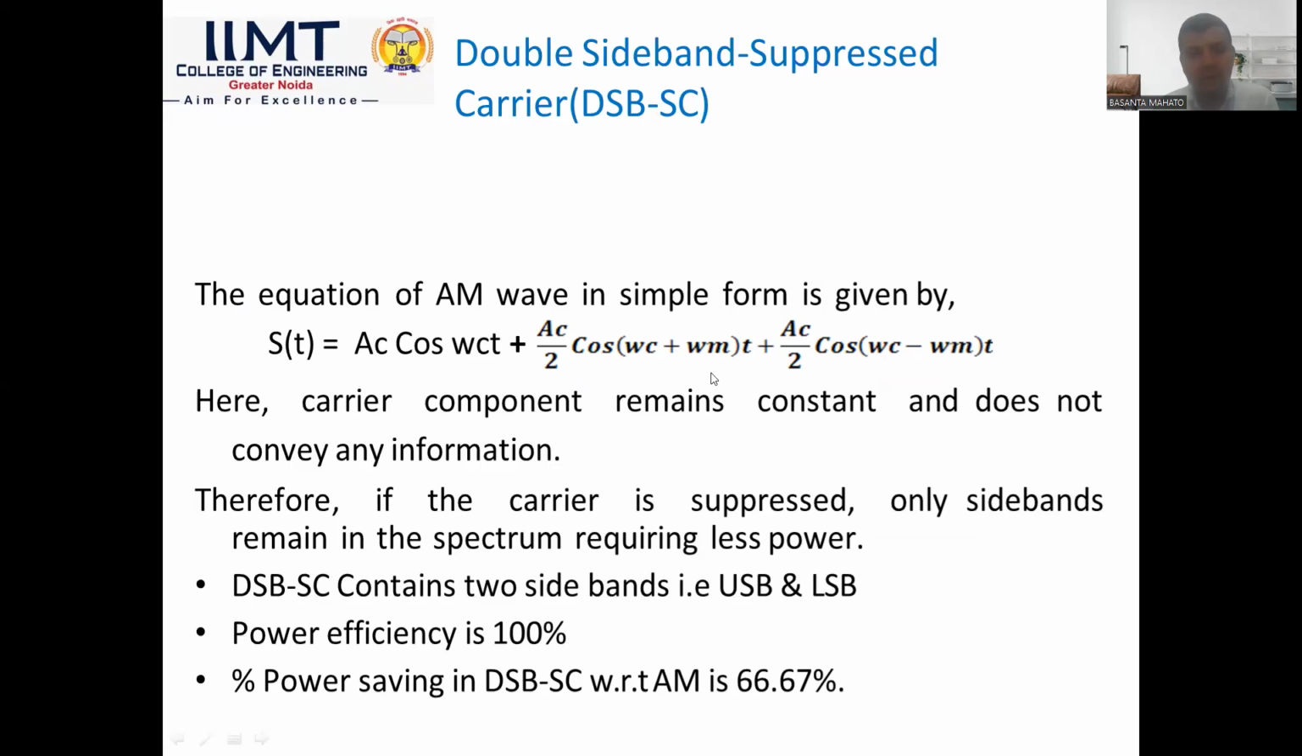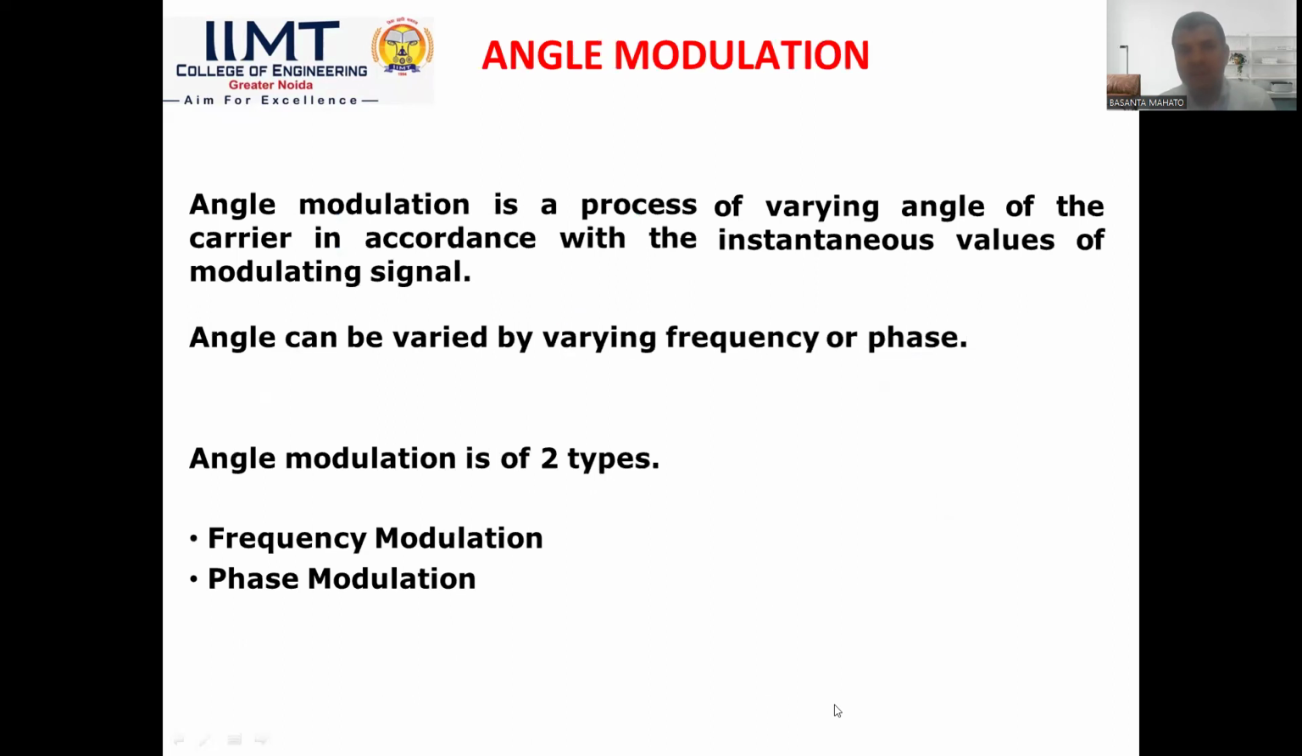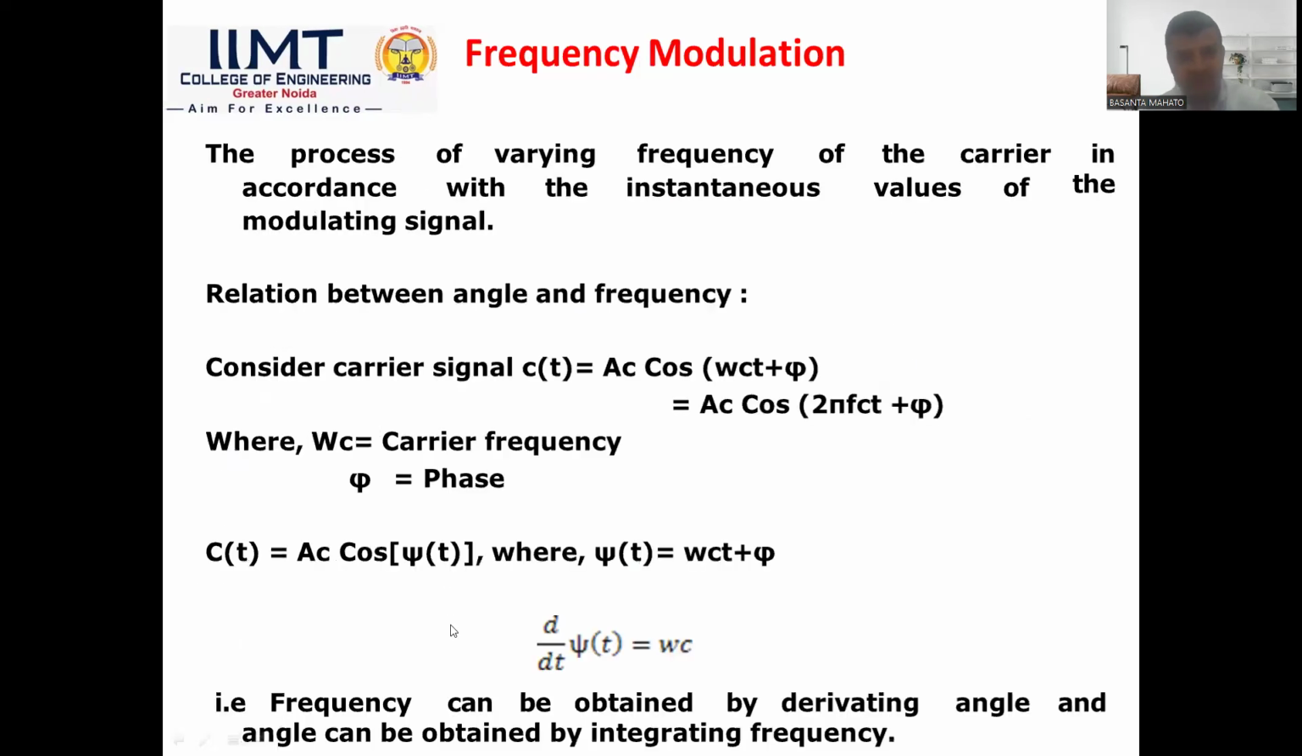And much more, maximum power is thrown there. So the power saving in case of DSB-SC is around 66.67 percent. And the next one is angle modulation. Angle modulation is of two types: frequency modulation and phase modulation.